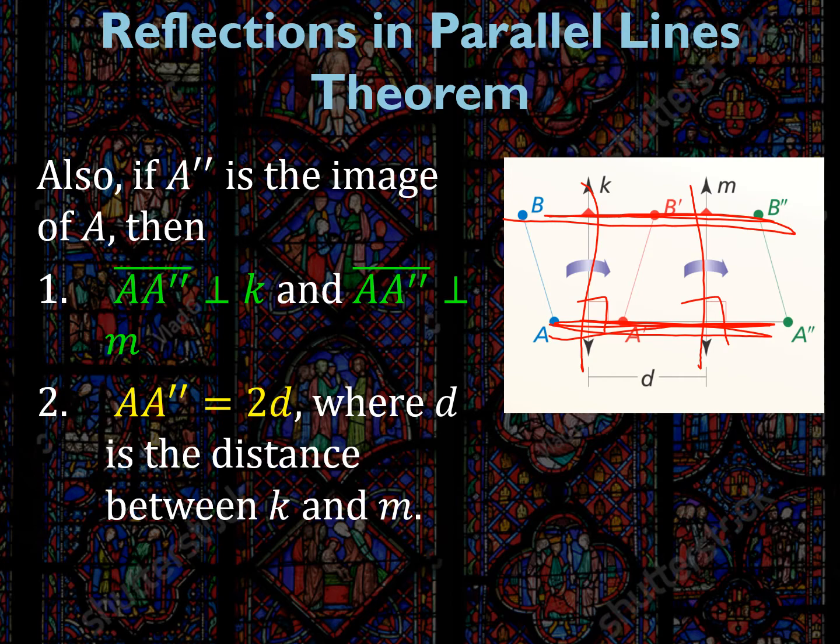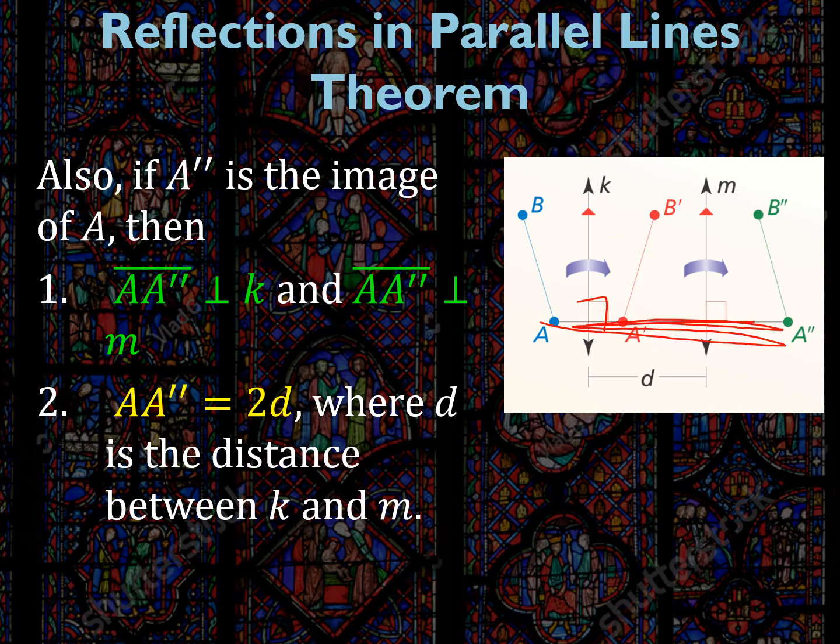AA double prime is also twice as long as the distance between the 2 parallel lines. So if I could erase all this, that means the distance here from A to A double prime is twice the distance in between the parallel lines. So it's basically double the distance between the 2 parallel lines.